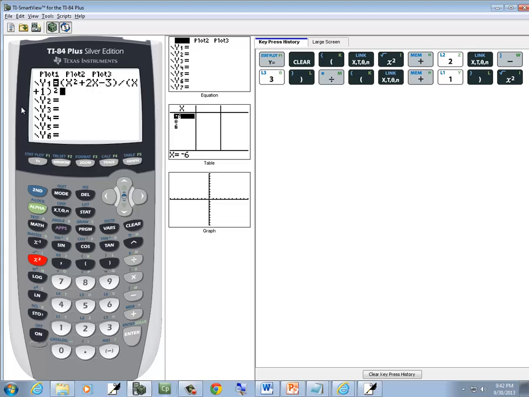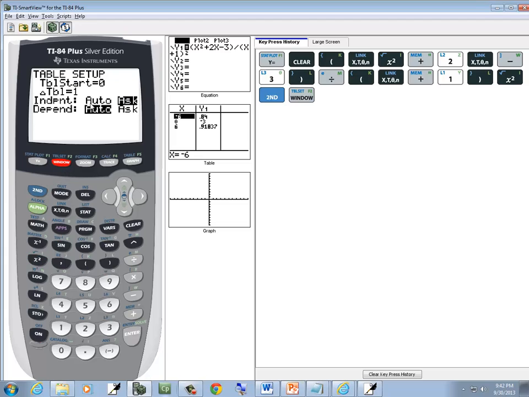Now we will make sure we're in the correct setup for our table. So do second window. And down there at the independent, it should say ask. If it doesn't say ask, down arrow to it, right arrow, highlight ask, and press enter one time, and then do second mode to exit out. It'll stay that way from now on, so you don't have to keep redoing that.